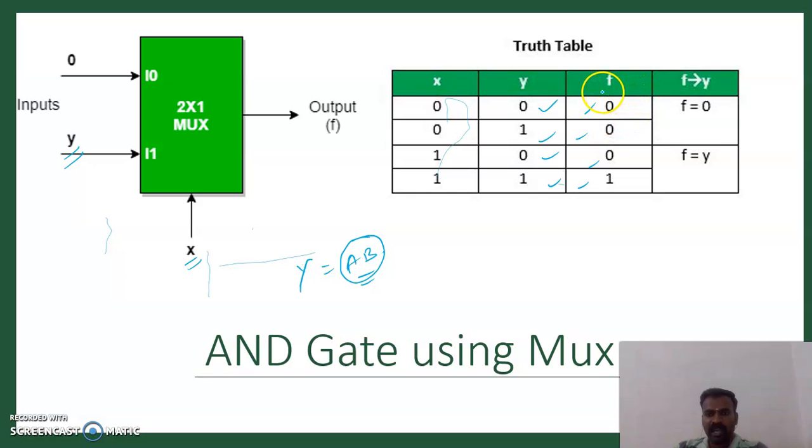We are going to design using a 2 cross 1 mux for this truth table. For that, I am going to keep the y input in the I1 place, because only for the xy equal to 1 1 condition is the output 1. When I give x equal to 1, it selects this I1 only. So in the 1 1 condition, if I give 1 here, this is 1 and this is 1, so I get the output 1. If I give y equal to 0, whatever it may be.